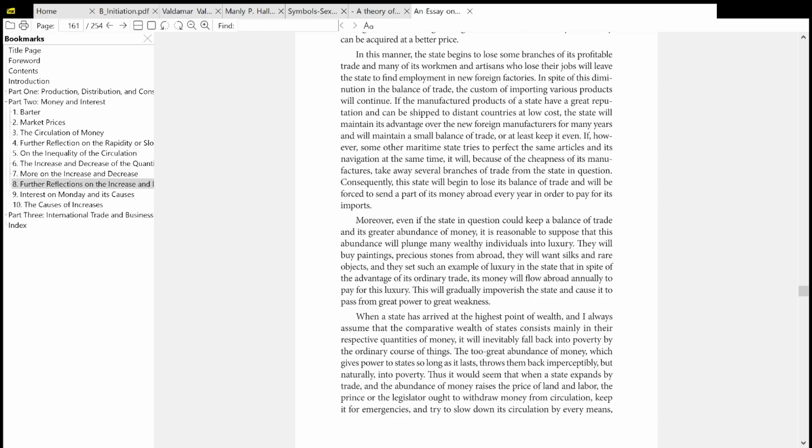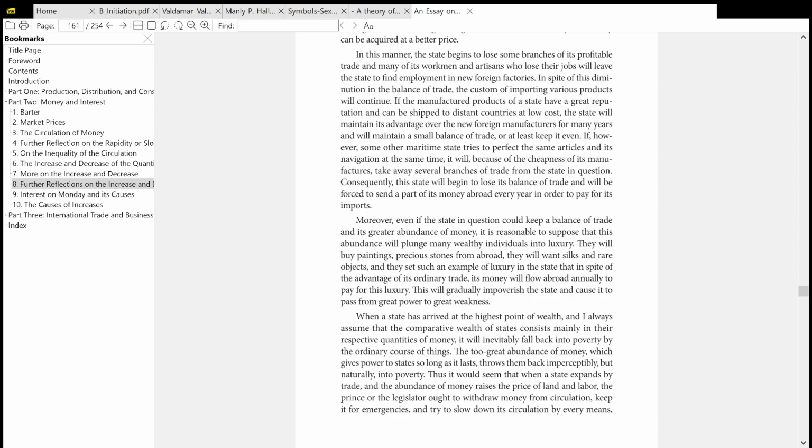It is reasonable to suppose that this abundance will plunge many wealthy individuals into luxury. They will buy paintings and precious stones from abroad. They will want silks and rare objects, and they will set an example of luxury in the state, so that, in spite of the advantage of its ordinary trade, its money will flow abroad annually to pay for this luxury. This will gradually impoverish the state and cause it to pass from great power to great weakness.